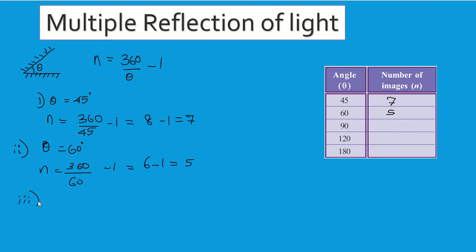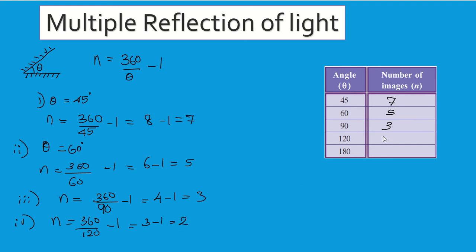So third one, n is equal to 360 divided by 90 minus 1. That's going to be 360 by 90 is 4. 4 minus 1, that is equal to 3. Here we are going to get 3 images. Fourth one, n is equal to 360 divided by 120 minus 1. That's nothing but 360 by 120 is 3. 3 minus 1, that is equal to 2.